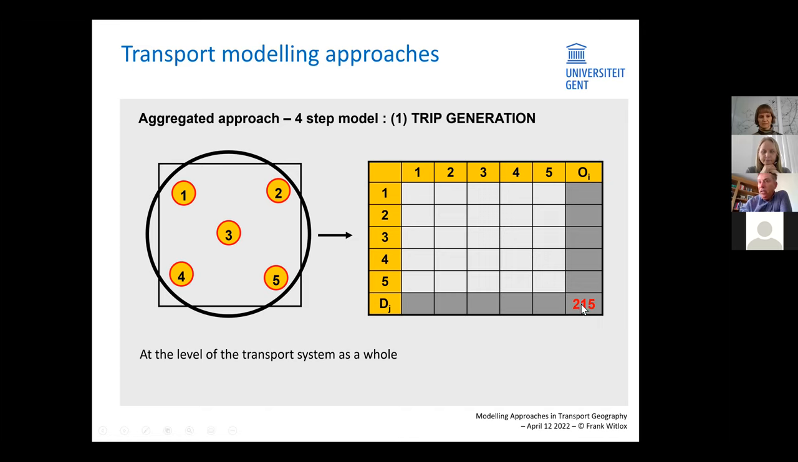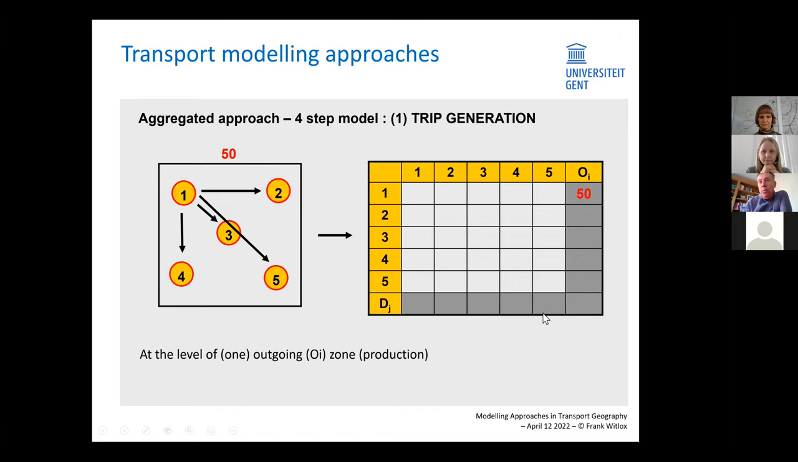Now, as I said, if you don't have this number, then it does not work. But maybe you have this at the level of how many people from zone one are going to other zones. In that sense, if we have the total numbers starting from the origin, and we add all these, then again we have the total number of trips. Or I could do this the other way around.